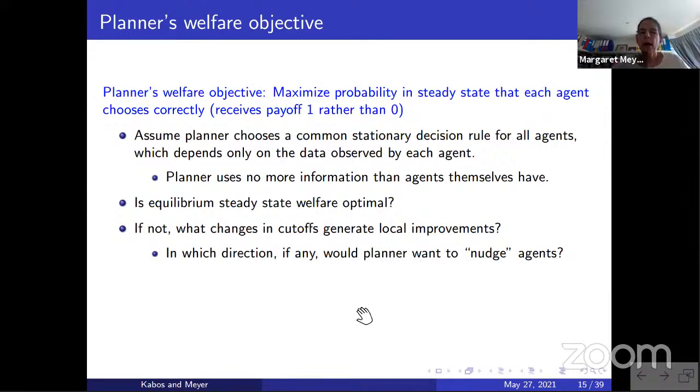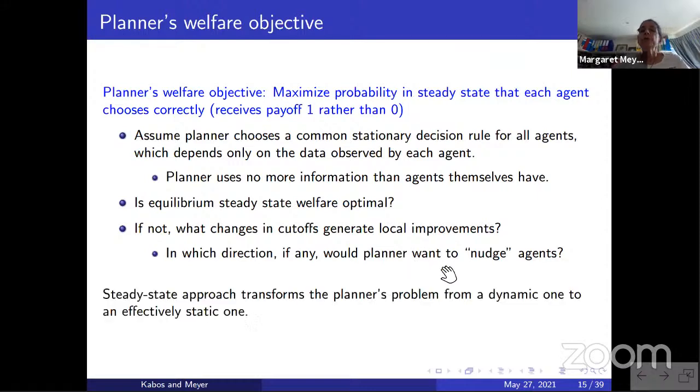As you'll see, I will sometimes present global optimality results for the planner, but I'm really more interested in the local welfare, the possibility of local welfare improvements, and if there are some, which direction the planner would want to nudge the agents. The virtue of the steady state approach is that it transforms the planner's problem from a dynamic one to an effectively static one. That then makes the question that I'm posing easier to answer, and in turn allows me to consider a wider range of observation structures and thus identify more effects.